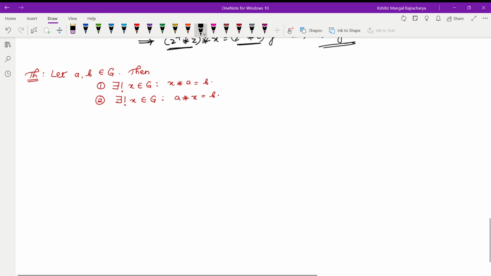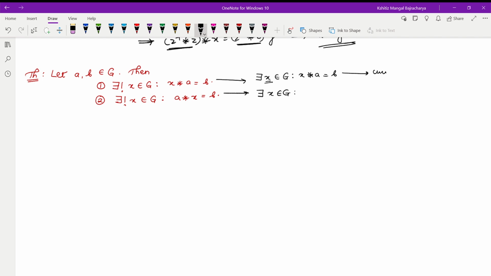So first of all, for this part we're going to show that there exists X belonging to G such that X star A is equal to B, and then prove that the value of X we have considered is a unique value. For this part as well, we're going to show the existence first and then we're going to show the uniqueness. Okay, this will be the last property we're going to discuss in this video.